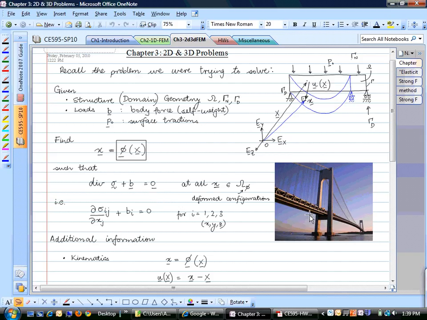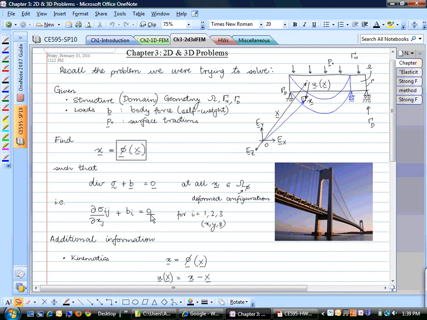So let me ask you this. Do you think this picture is the undeformed configuration or the deformed configuration? The deformed is the final configuration, right? We cannot even build something in the undeformed configuration. Actually, this is the deformed configuration at this instant, which means that obviously there are cars going by on this bridge. At this instant, this is the deformed configuration.